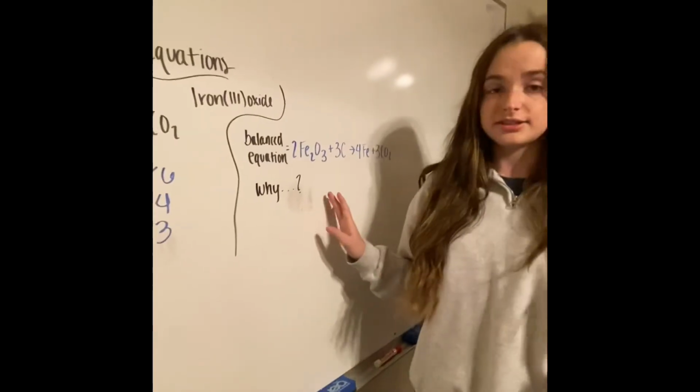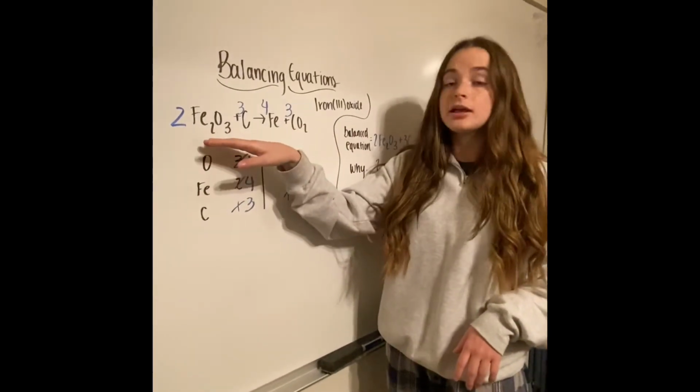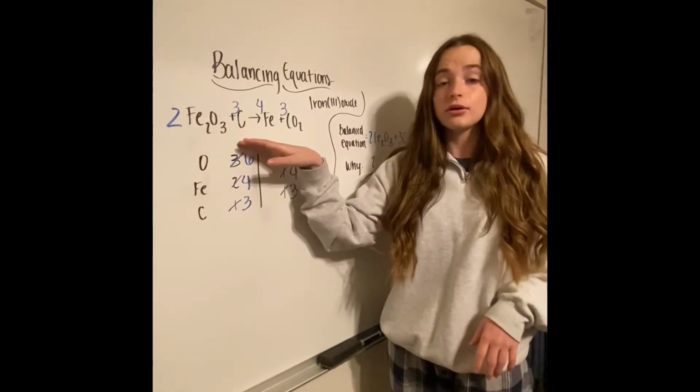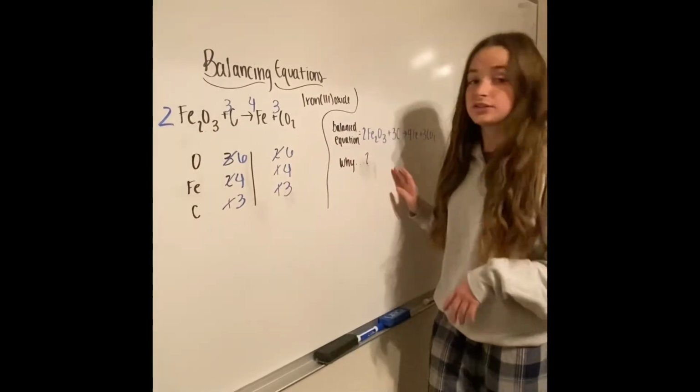So why do we balance equations? We balance equations because with the unbalanced equations, it's just listing the reactants and the products. However, without the coefficients, we aren't able to tell the correct amount to satisfy the conservation of mass.